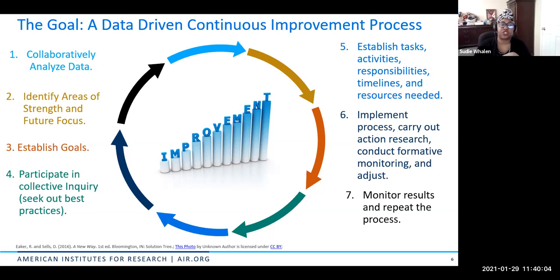We implement process, carry out action research, conduct formative monitoring, and then we make adjustments based on what we're learning, right? And then lastly, we monitor the results, and then we repeat the entire process. This is something that's ongoing.